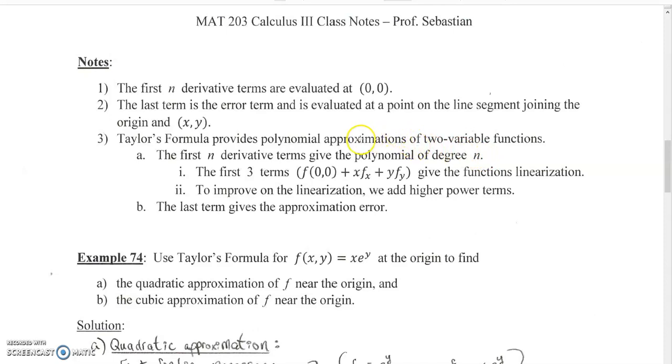And you have to remember, like something like x times y, both of those are to the first power, but together that's a second degree polynomial in terms of x and y as being the independent variables. The first three terms, f of (0, 0) plus x f sub x plus y f sub y, give the function's linearization. So that would be a linear approximation. To improve on that linearization, we add higher power terms. And again, the last term gives the approximation error. Okay, I'll come back and I'll go through these examples one by one.